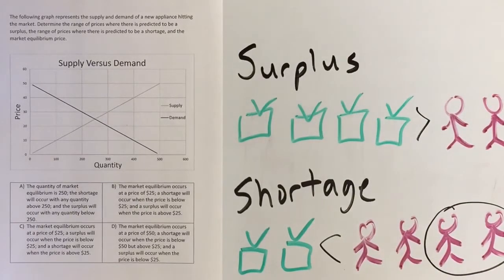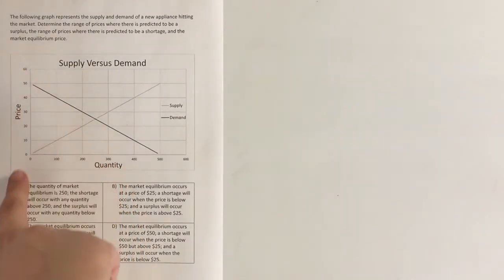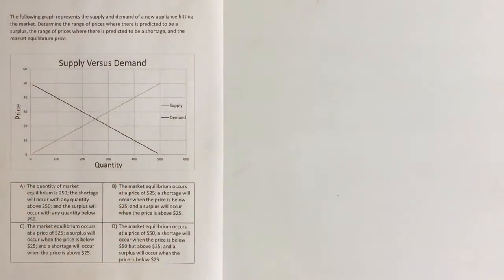The market equilibrium is better explained using the following graph, so let's get into it. The vertical axis represents the possible prices for this new item, and the horizontal axis represents possible quantities of the item. This line is the supply line.